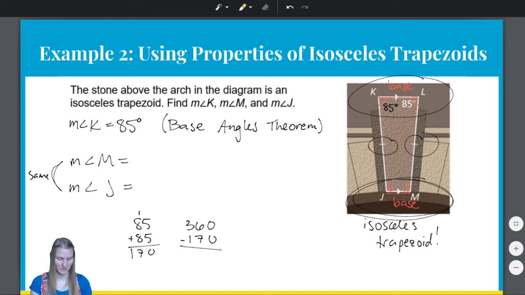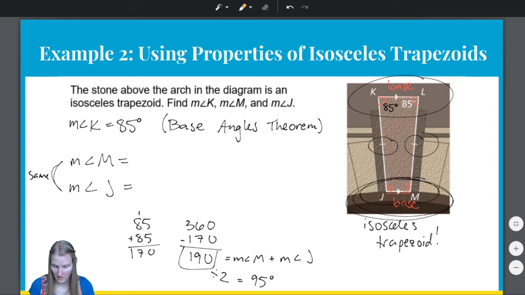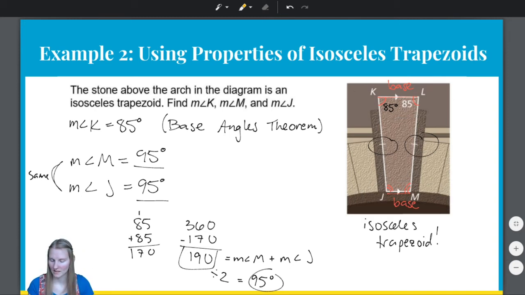360 minus 170, I get 190. So together, the measure of angle M and the measure of angle J is 190 degrees. But they're congruent. They're the same. So I can just divide this by 2. 190 divided by 2 gives me that the measure of angle M and the measure of angle J are both 95 degrees.